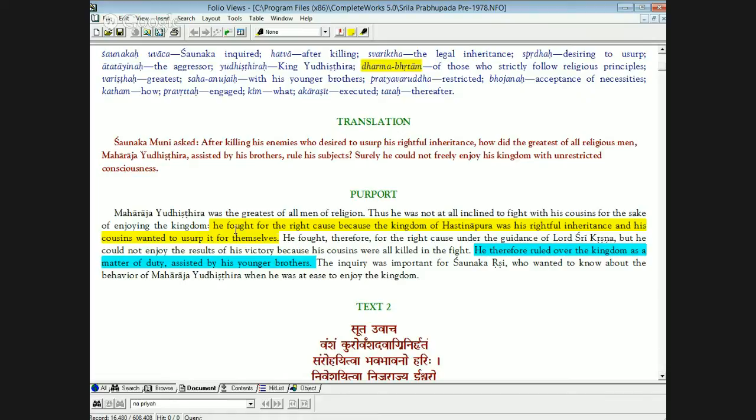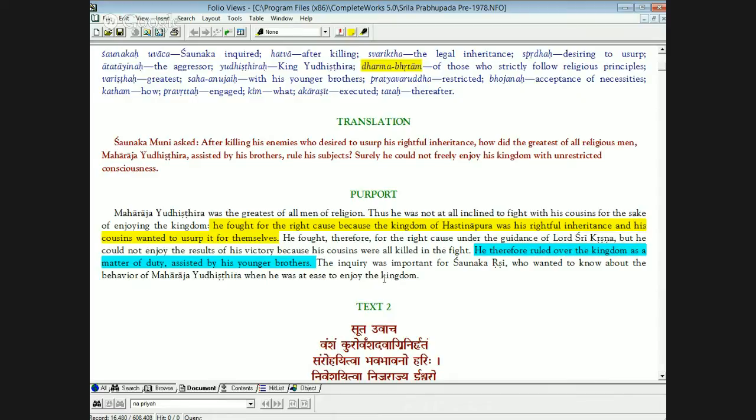So Prabhupada says he fought for the right because it was his rightful inheritance and they wanted to take it away. How do we understand that? Because his father became the king, so the eldest son, that was the rule. Dhritarashtra could not become the king, as he was out of the line because he was blind. Legally, it was his right. He was highly qualified, and people wanted him to rule, like even Lord Krishna. He fought under the guidance, but he could never feel happy because all his cousins were killed.